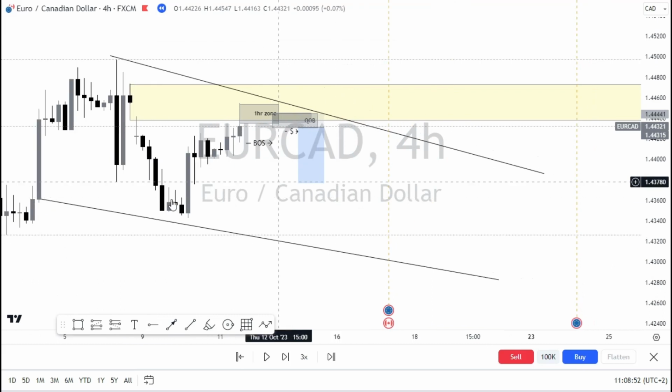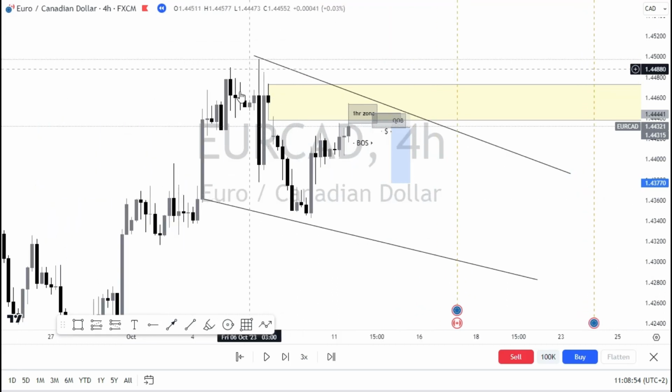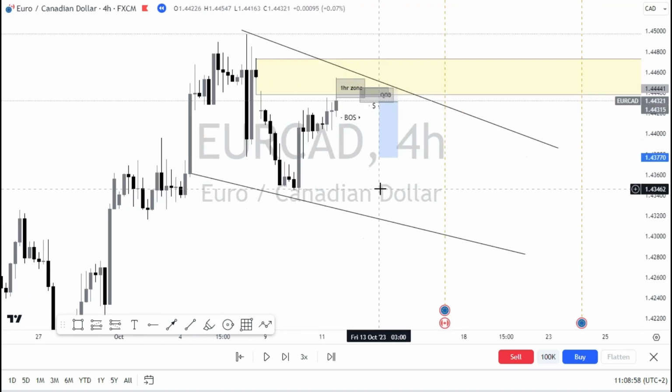So guys, we're on the 4-hour time frame. The first thing that we did was identifying our market direction. As you guys can already see, it was already on the downtrend. These trend lines, guys, are not on scale. They are really not on scale. I just draw the lines to mark the market direction.